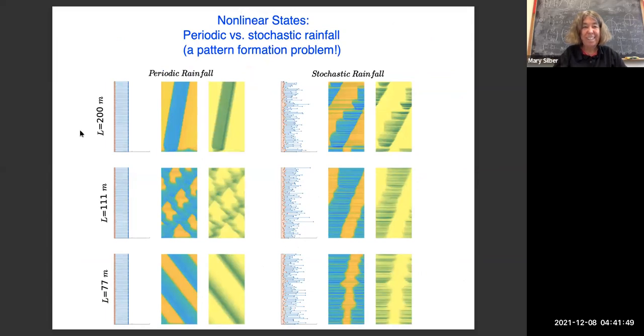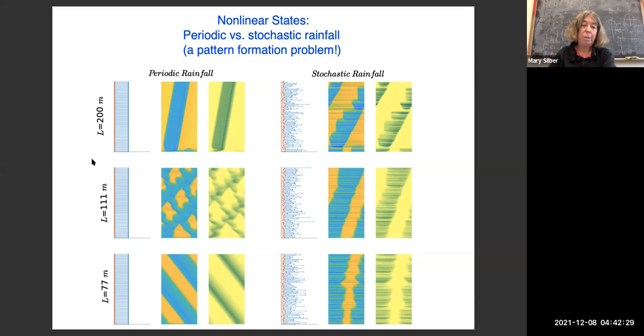formation result. So what we did was we looked at simulations with periodic rainfall and also with stochastic rainfall. And in order to look at variations with the wave number K, what we did was we sort of shrunk our domain, and we're using periodic boundary conditions. So we just seeded it with a little bump on the domain. And so you can see at 200-meter size domain with periodic rainfall, we get this nice regular traveling wave traveling uphill, and the stochastic same thing.